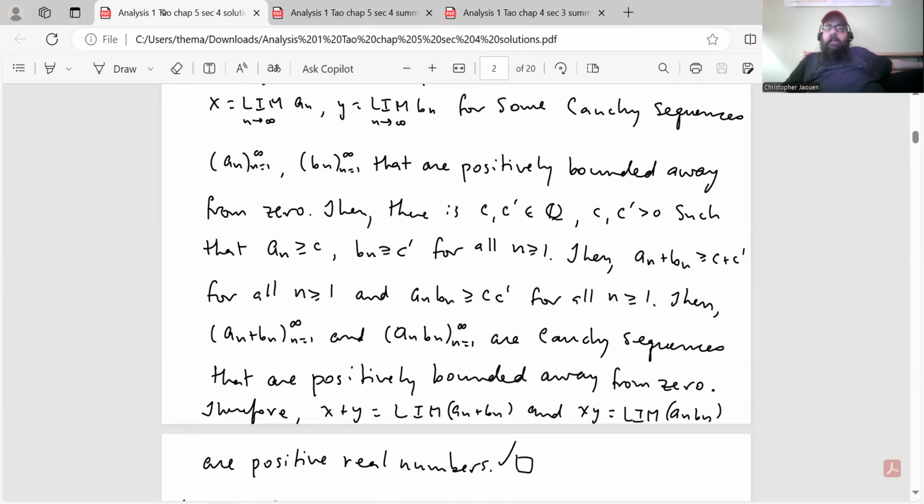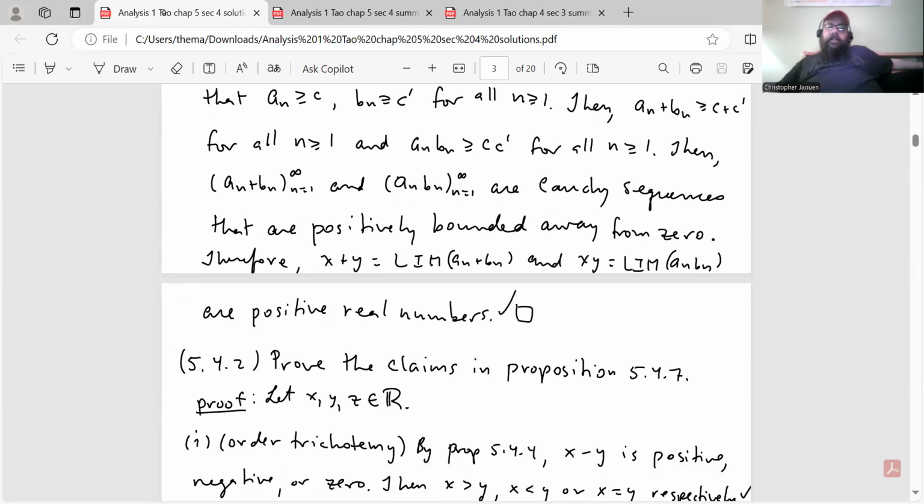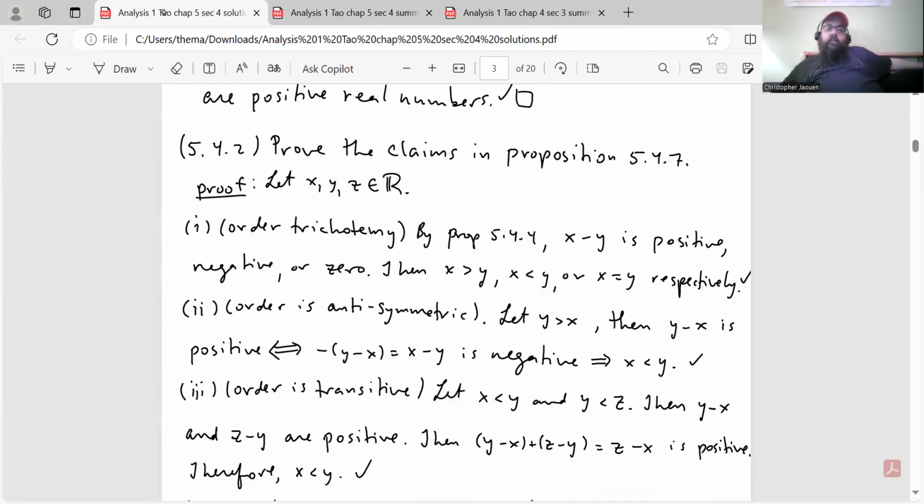Then a_n + b_n ≥ c + c' for all n ≥ 1, and a_n b_n ≥ c·c' for all n ≥ 1. Then the sequence a_n + b_n and the sequence a_n b_n are Cauchy sequences that are positively bounded away from 0. Therefore x + y = lim(a_n + b_n) and x·y = lim(a_n b_n) are positive real numbers, and that proves the proposition.